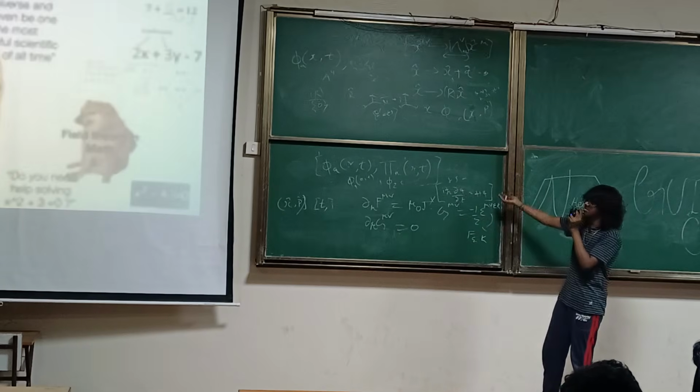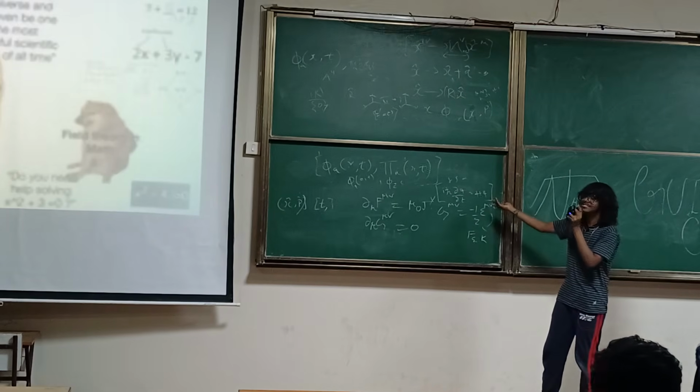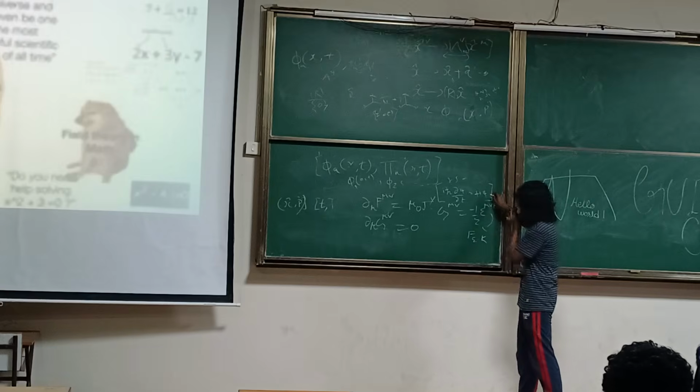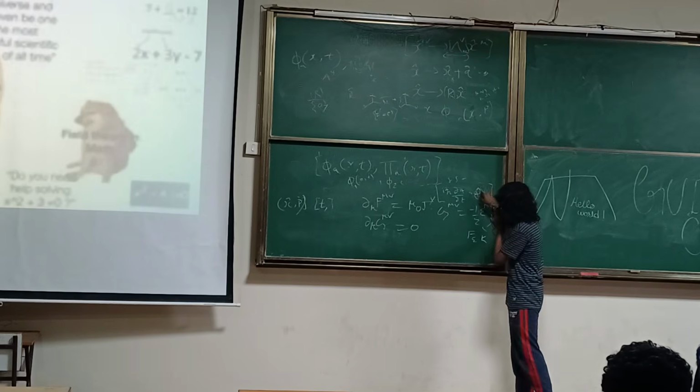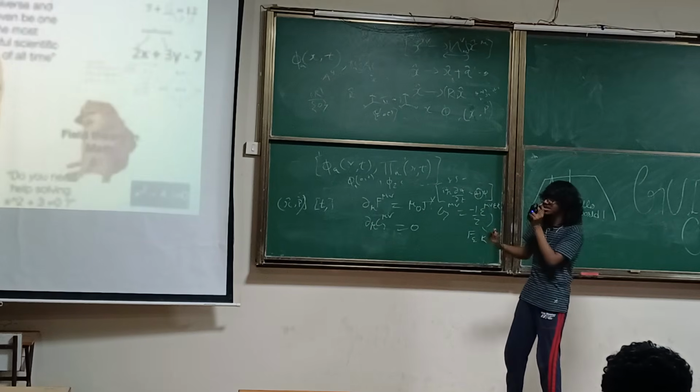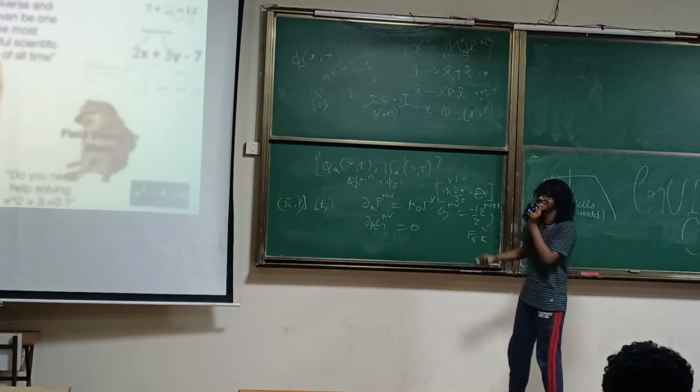Hope it's visible. This is Schrödinger's equation, at least I believe it is. So, yep. This H is called a Hamiltonian, which is an operator in my Hilbert space, obviously.